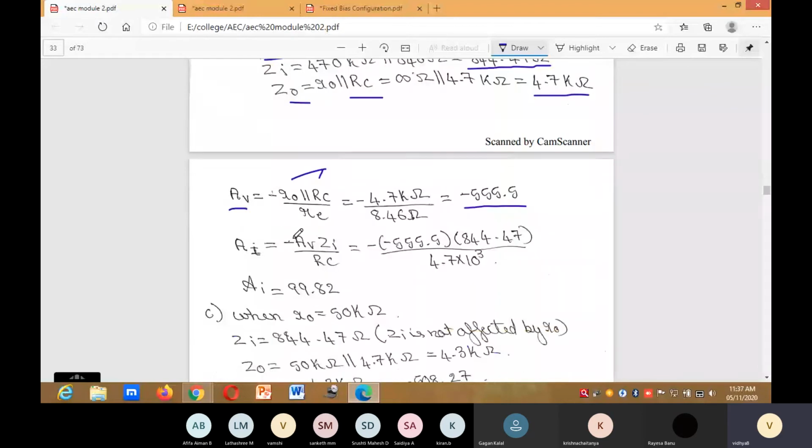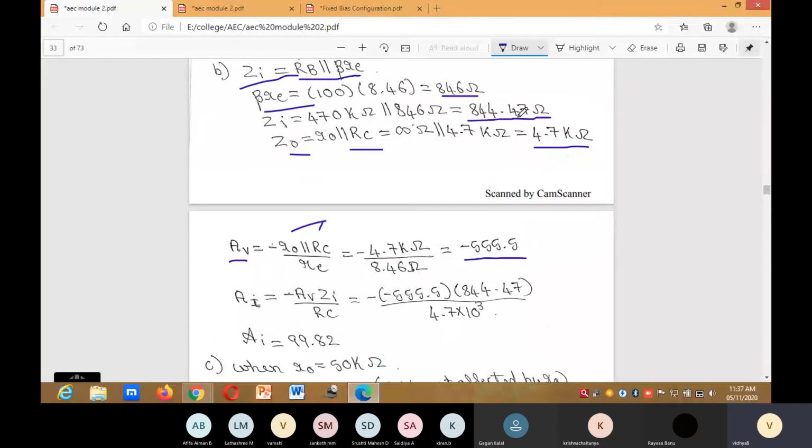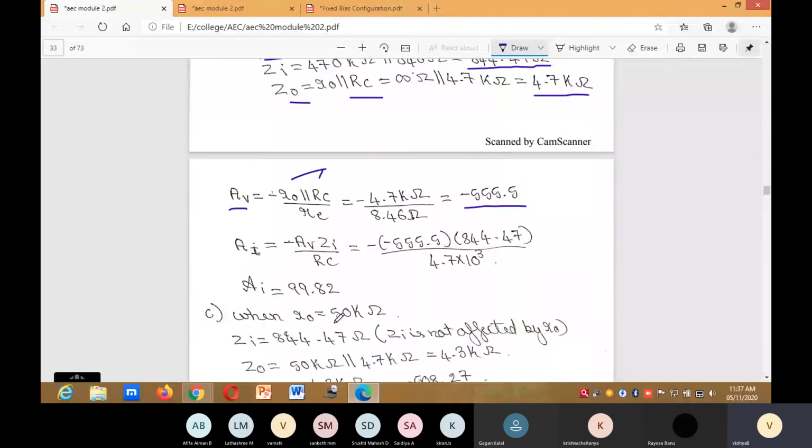Next, current gain is equal to minus AV into Zi divided by RC. We know the value of AV is minus 555.5 and Zi value is 844.47 ohm and RC value is 4.7 kilo ohm. Substitute, you will get current gain is equal to 99.82. This we have done by considering R0 as infinity.